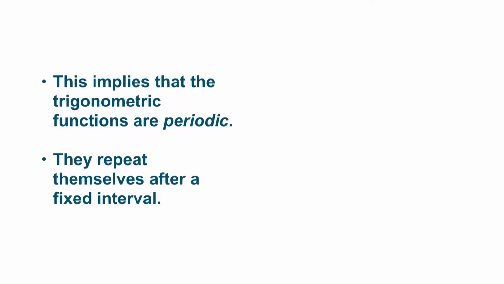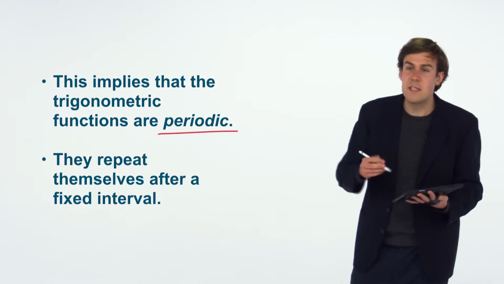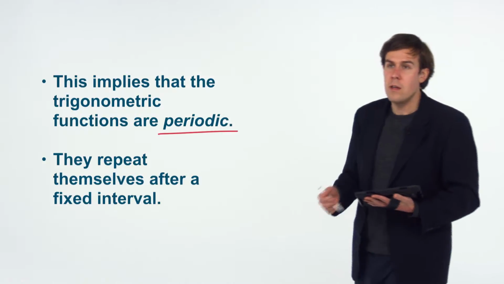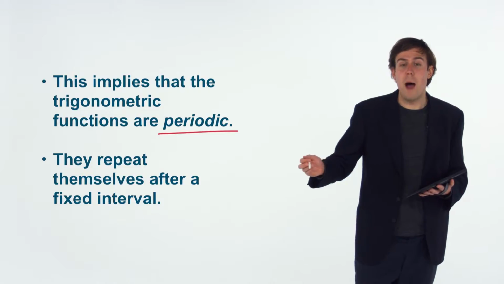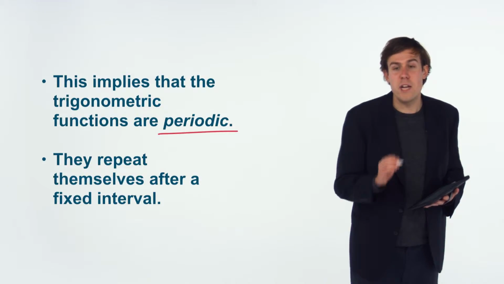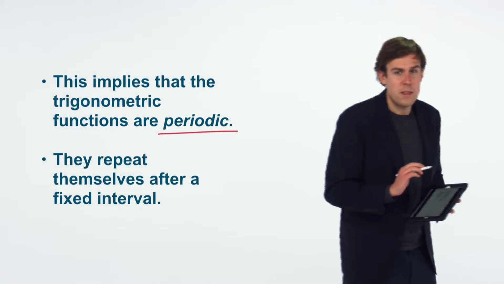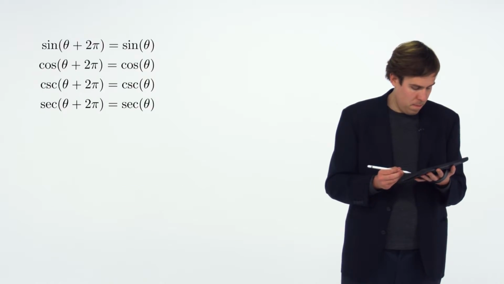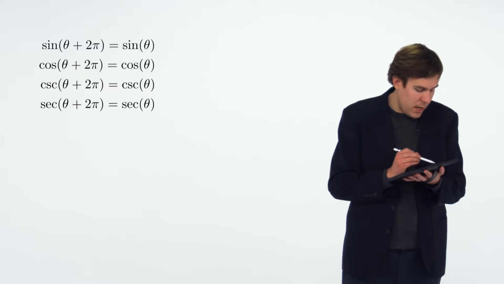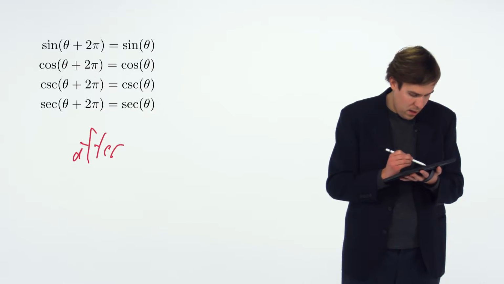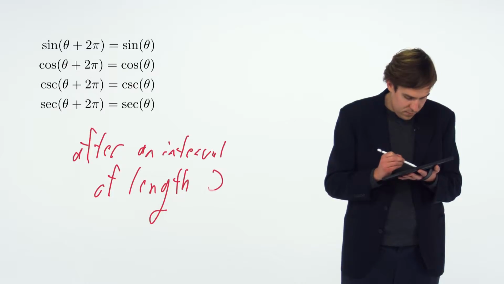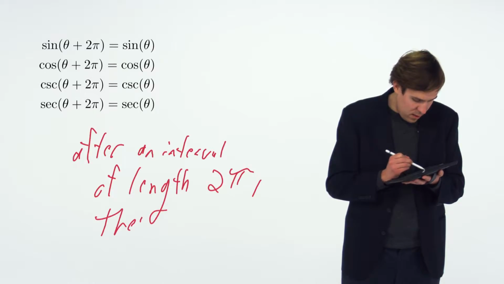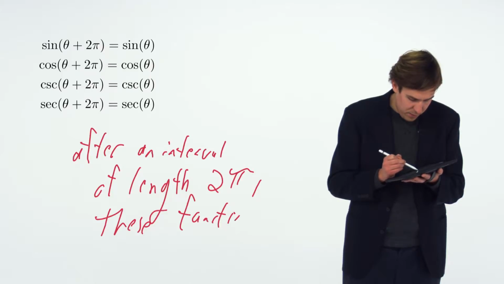So this implies that trigonometric functions are periodic. That is, they repeat themselves after a certain interval. Sine, cosine, secant, and cosecant repeat themselves after 2 pi. Tangent and cotangent actually repeat themselves even more quickly. So here we're saying that after an interval of length 2 pi, these functions return to where I started.